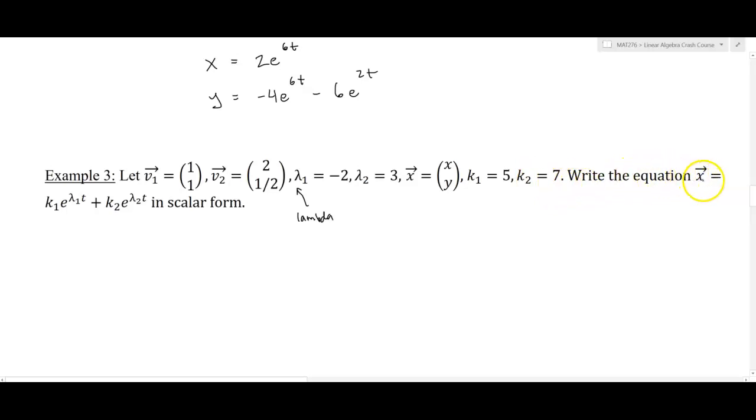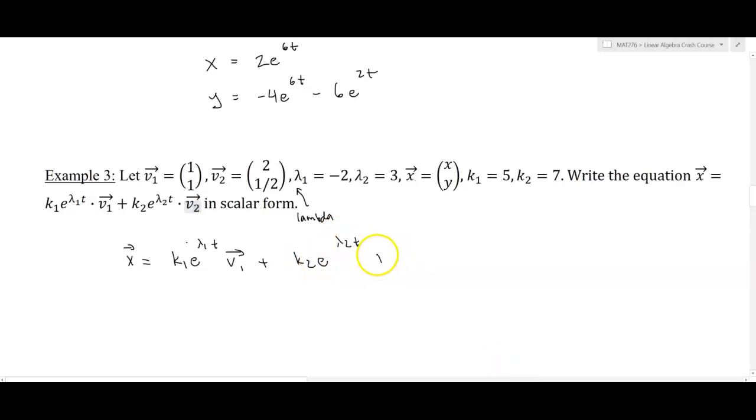Write the equation vector x equals k1 e to the lambda 1 t, and I forgot this v1 in here, so I just put this in, times v1 plus k2 e to the lambda 2 t v2. You will see this expression quite often. At first it looks kind of scary, a little bit intimidating. All I'm going to do here is just replace the components with what they are.